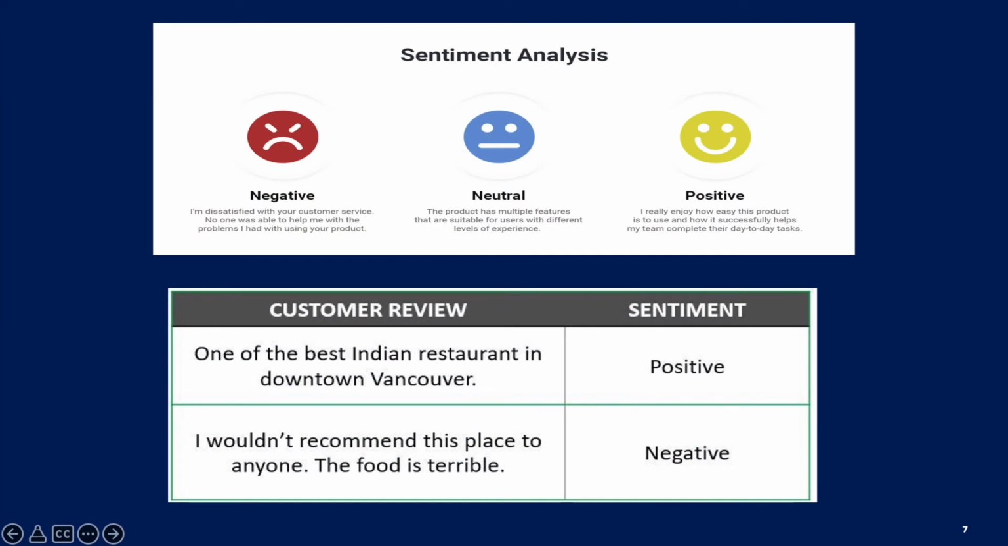On the screen, you can see two examples in which sentiment analysis is performed. First is using emojis. Those are three emojis: negative, neutral, and positive emojis. The next format is through a text, where the two sentences, the first one being, "One of the best Indian restaurants in downtown Vancouver," is a positive sentiment, whereas the second sentence, "I wouldn't recommend this place to anyone, the food is terrible," is a negative sentence.